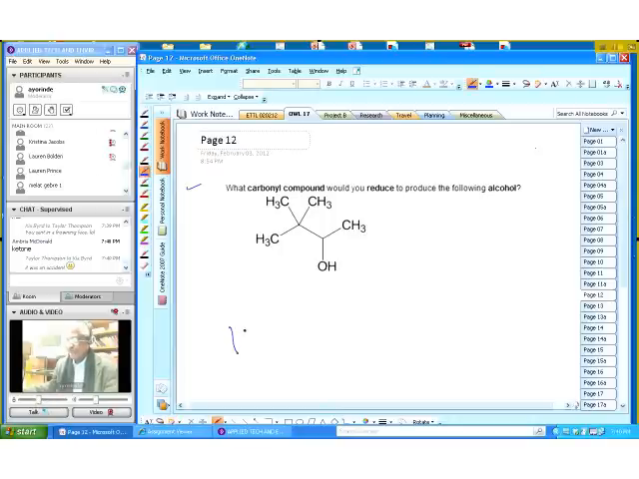In this case, they are simply asking us what kind of, okay, what kind of, this is this carbon here. Okay, we have this here. What kind of carbonyl compound are we going to use? Of course, this is our CH3 here, CH3 here, and CH3 here. So that is our carbonyl compound.